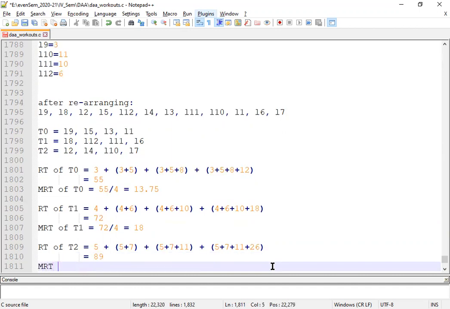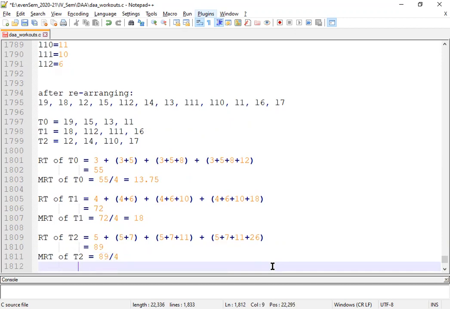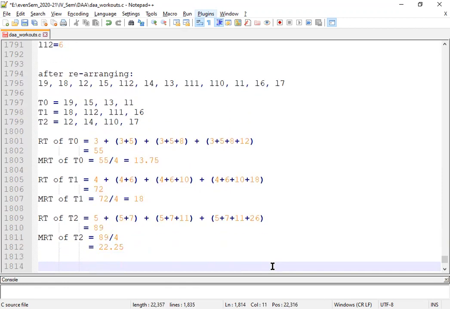The mean retrieval time of T2 is 89 divided by the total number of programs stored on tape 2, that is 4. So the MRT is going to be 89 divided by 4. We get 22.25. So these are the individual mean retrieval times of the individual tapes.